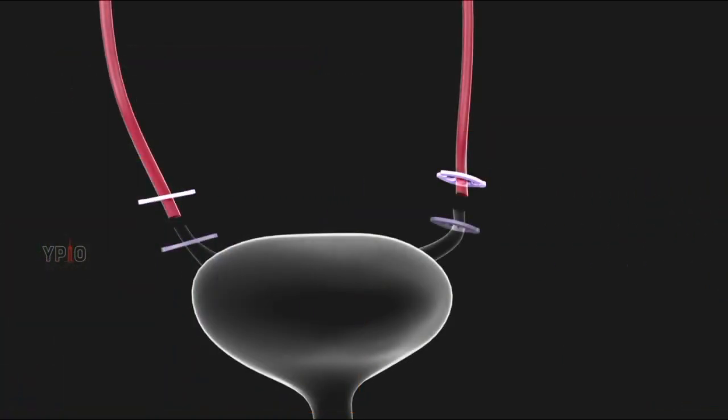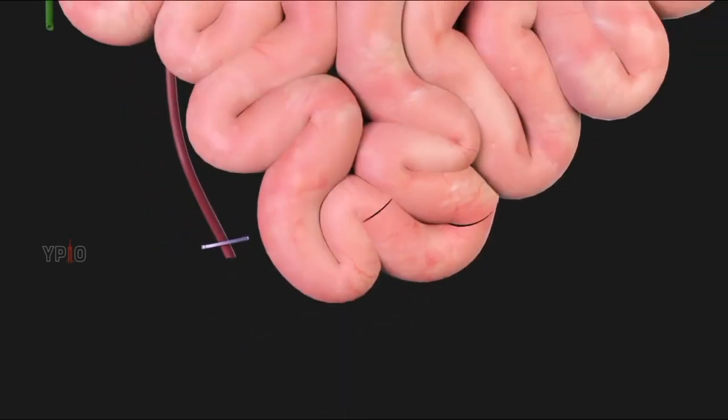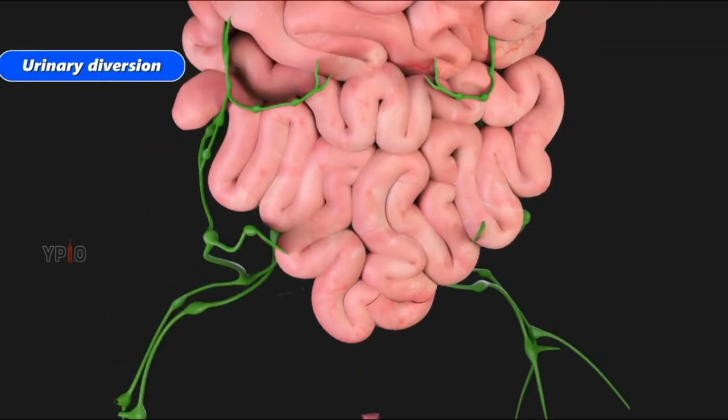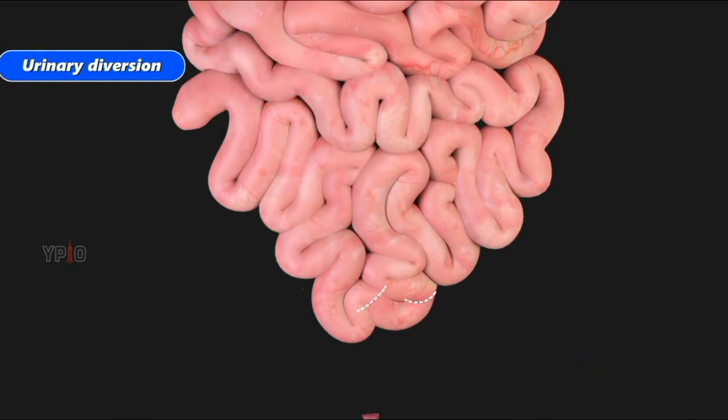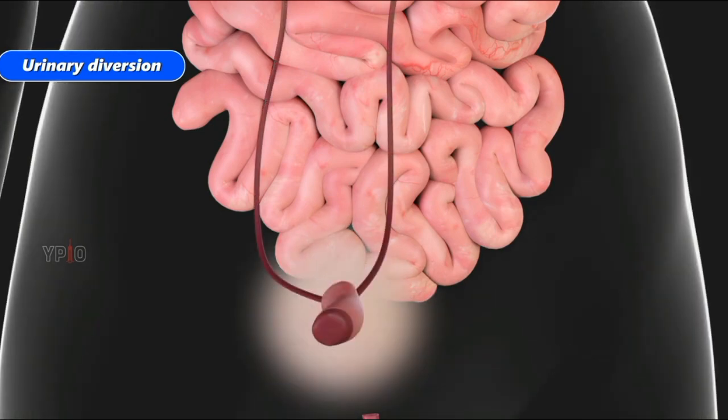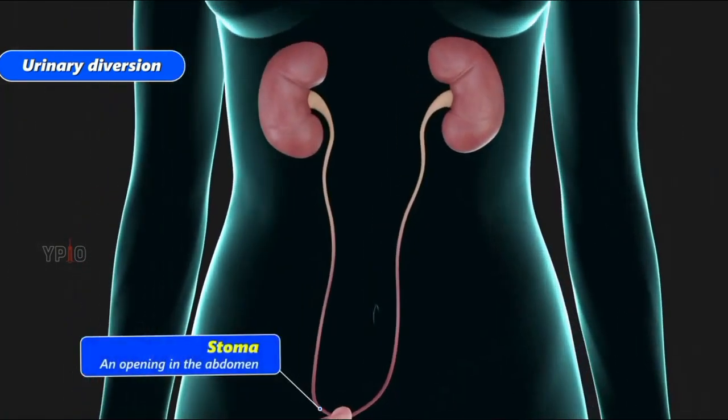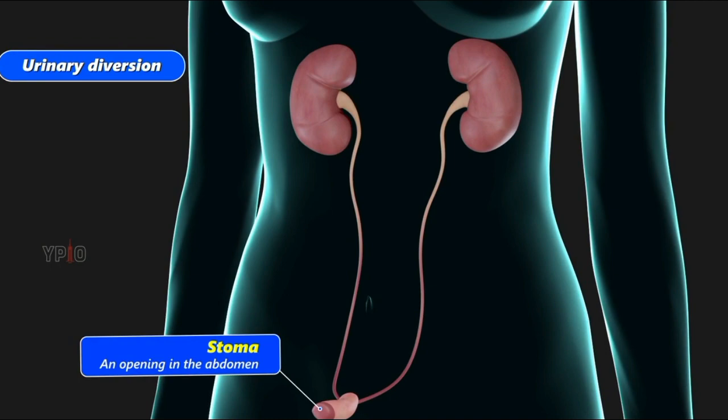If the bladder has been removed, your surgeon will perform an additional procedure to provide a means for urination called a urinary diversion. It usually involves using a part of your intestine to create a pouch for urine storage with a passage to the urethra or an opening in the abdomen called a stoma to expel the urine outside the body.